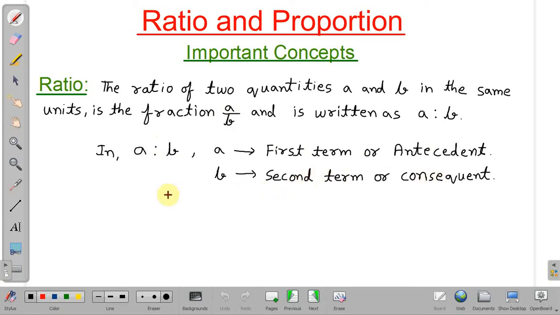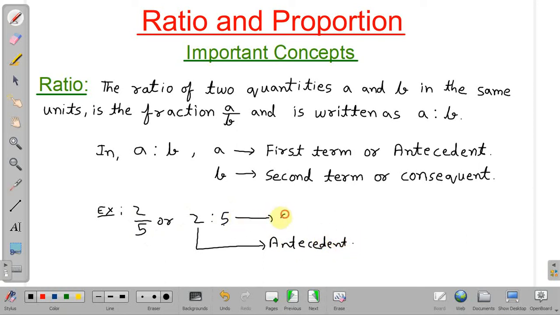Okay, so if we take an example, suppose we have 2 by 5, or 2 ratio 5. So here 2 is the first term or antecedent, and 5 is your consequent.